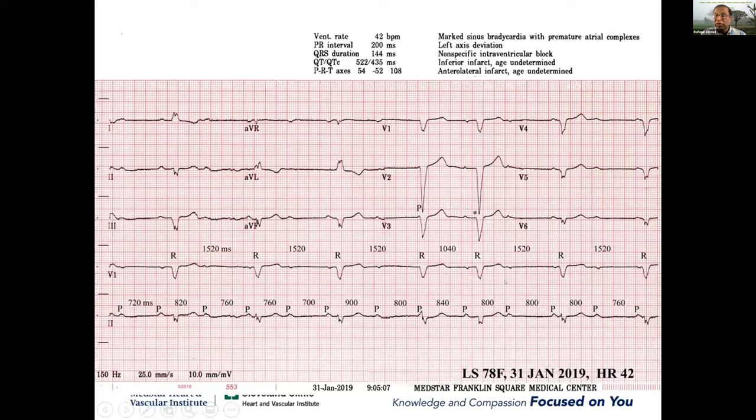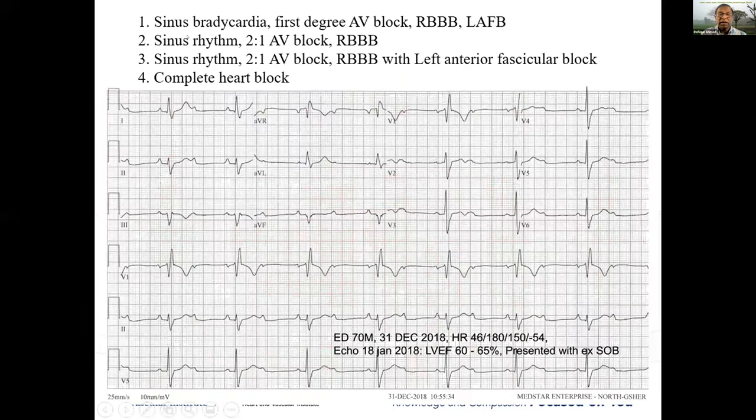Wadud, do you agree with that? It's a vague term. Yeah, I think I have to disagree with Hafiz again, so I have to give this ECG.